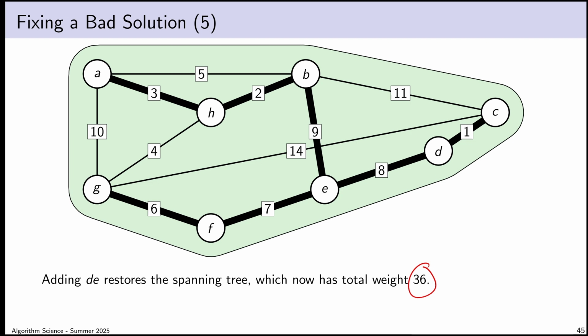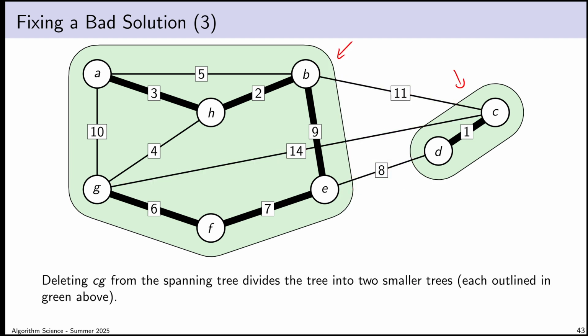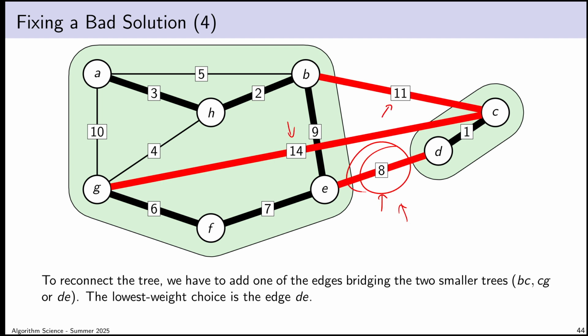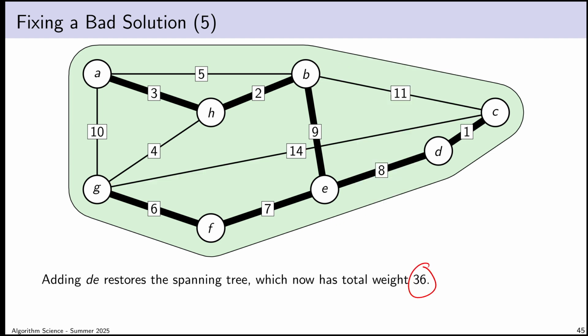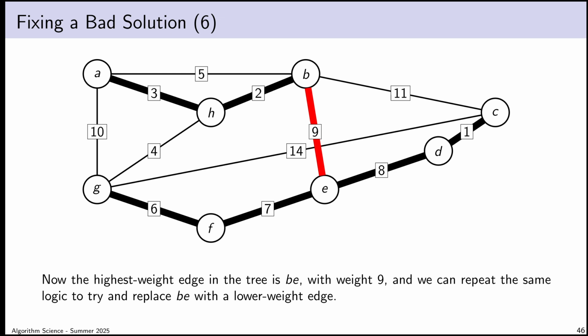Okay, so is there anything else I could delete to try the same trick? So what I just did was I found an edge that I thought was a bit suspicious. I deleted it to divide the tree up into two pieces, and then I reconnected those two pieces by choosing the lowest weight bridging edge between them. Okay, so what other edges look to me as if they might cost a bit too much? How about this one? BE. BE has weight 9. Okay, so that is the heaviest edge, the highest weight edge still in the spanning tree. So let's try deleting it and see what we get.